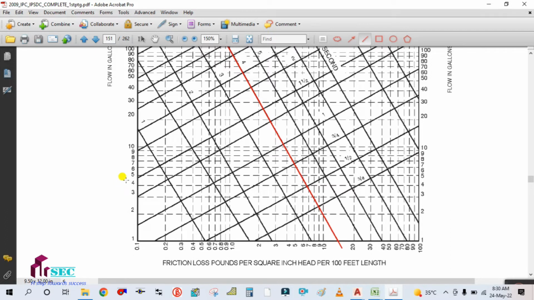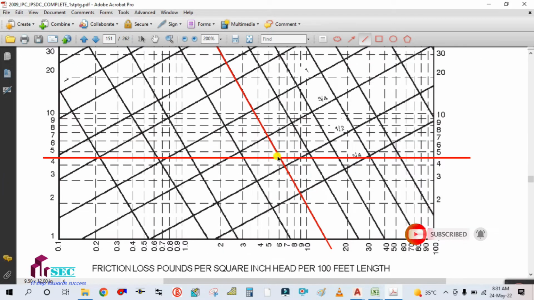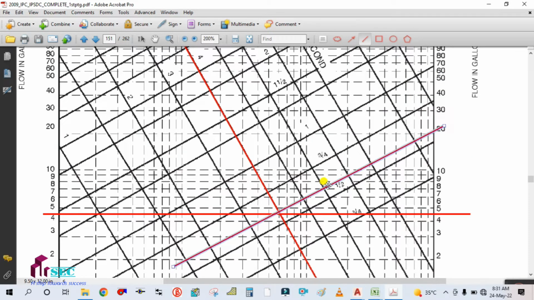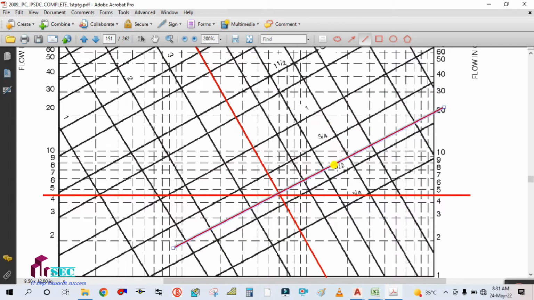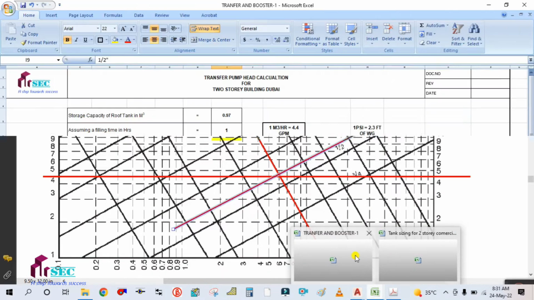So our flow is 4.3 gallons per minute. This is our flow line. So draw one more line where this line is coinciding. Okay, so this is the line. It is approximately between 1.5 and 3/4, so you can take 3/4. Approximately 3/4 inch, so your pipe size will be 3/4.